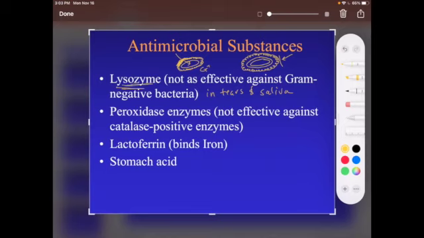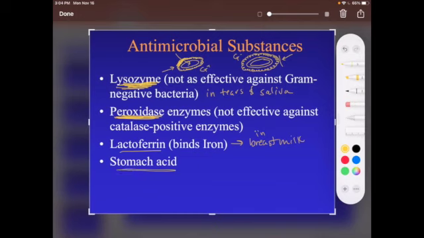So lysozyme in your tears and in saliva will be somewhat effective in killing off some gram-positive bacteria, but not gram-negative bacteria so much. We make a lot of peroxidase enzymes that can destroy bacteria, but if bacteria are catalase positive, they'll just break that up, so that's kind of a problem. Lactoferrin binds up iron that is often required for a lot of microbes to establish an infection. Lactoferrin, what does that sound like? It's in breast milk. So there are lactoferrins in breast milk.